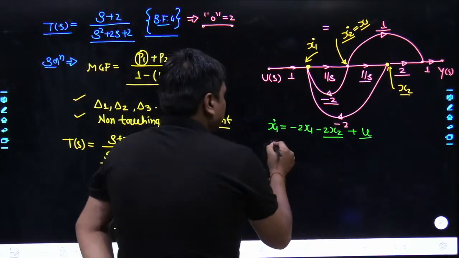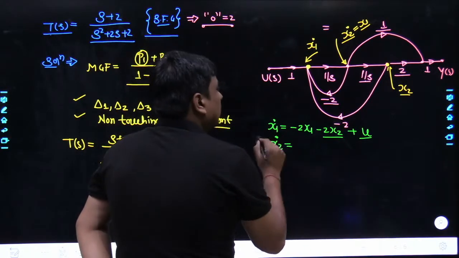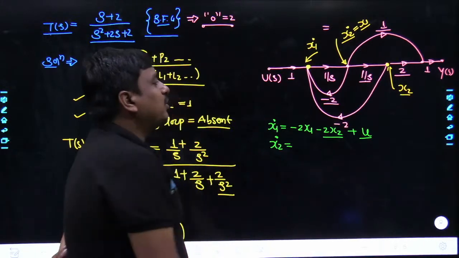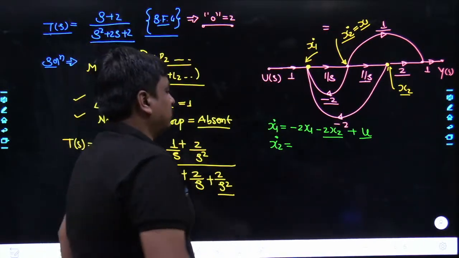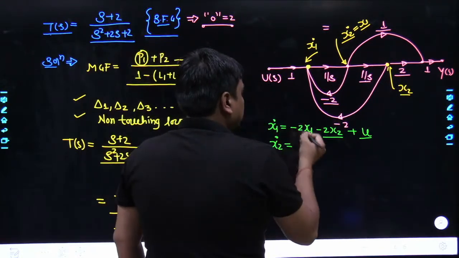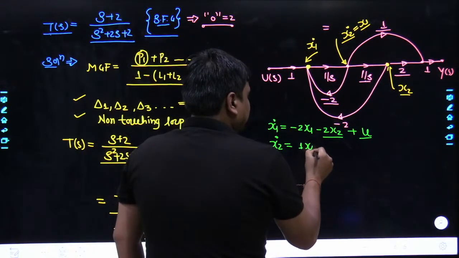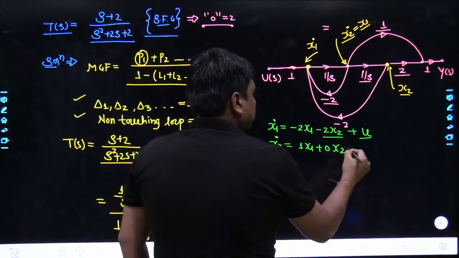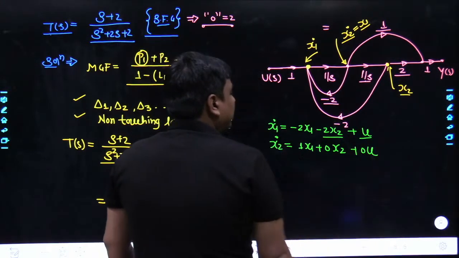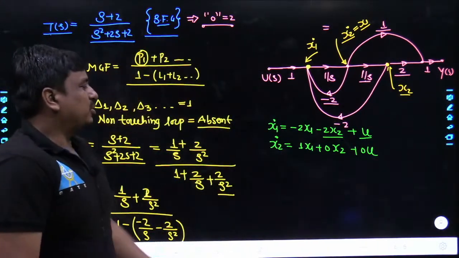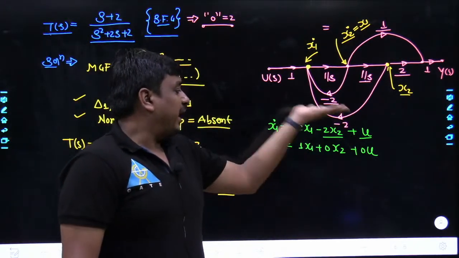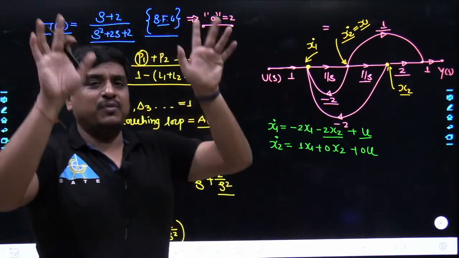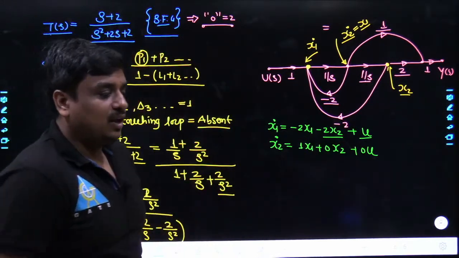Similarly, if we talk about the x2 dot, how many incomers do we have? Only one incomer. The x2 dot was already found to be x1. So here goes 1 times x1, 0 times x2, plus 0 times u. Why am I writing in terms of 0 and 0? Because anyhow the x2 dot has to show its dependency over x1, x2 as well as u once I would be formatting A, B, C and D.